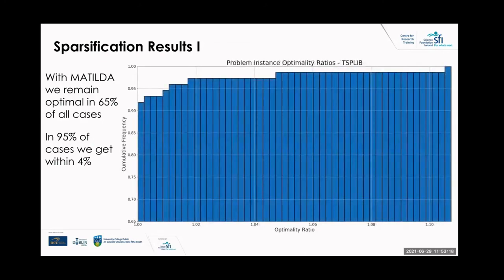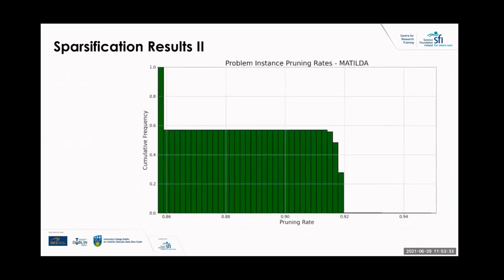For the TSP limb problem instances, what we observe is that in 92% of cases, we can get the optimal solutions for these problem instances. Now, for the Matilda problem instances, we can prune typically above 85% of the edges in all the cases if we have support vector machine as the classifier.